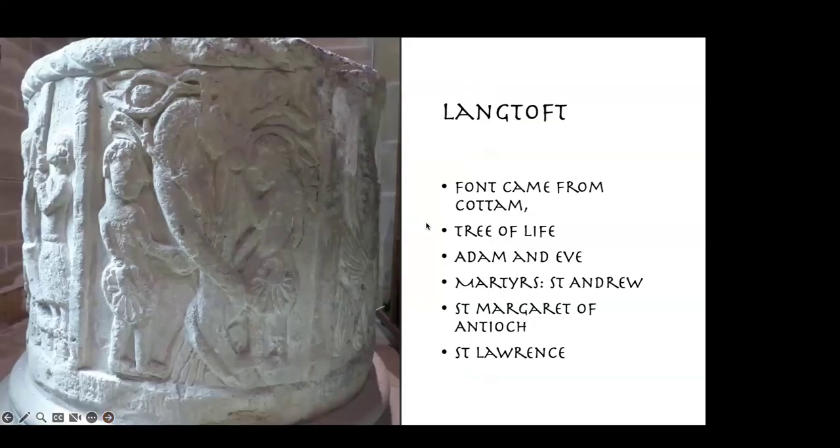So that's North Grimstone. Now here we have a very interesting font, because here at Langtoft, I shall be talking a bit about the way in which these fonts were made and who made them, because this is one of the churches where we've got a little bit of evidence which suggests that this particular font was made by the people who were actually building the church. So this font came from Cottam, which is the lost village just across the valley from Cowlam. It is 2 miles away from Cowlam, and about 1.5 miles away from Langtoft.